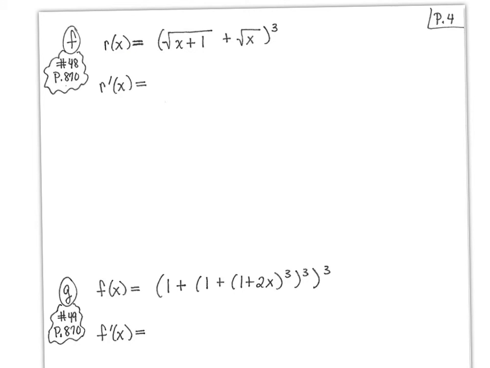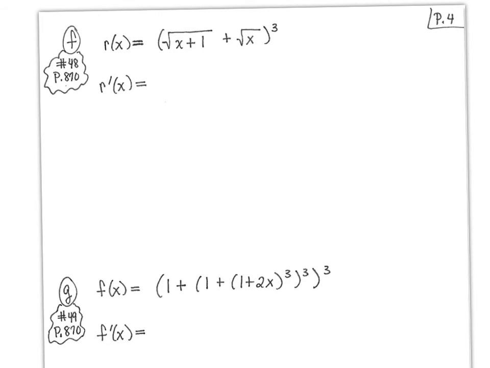R of x, part F says R of x is equal to the quantity, square root of x plus 1, plus the square root of x cubed. You have that quantity cubed. Find the derivative. This one is not the bonus one. G is the bonus one because I wanted to make it a little bit more challenging, just a little bit, by adding a few more links to it.